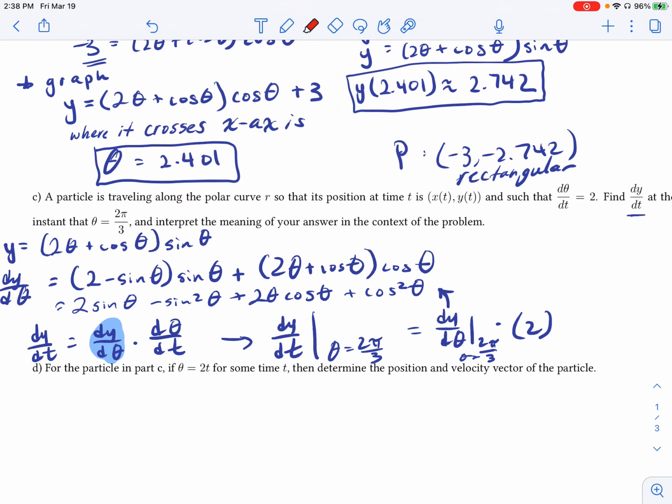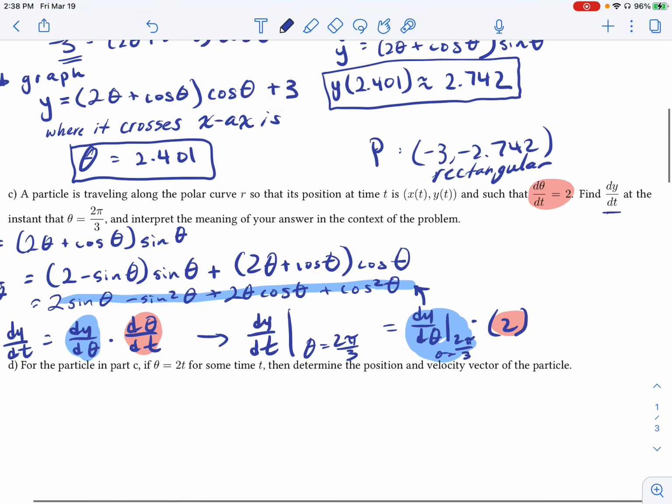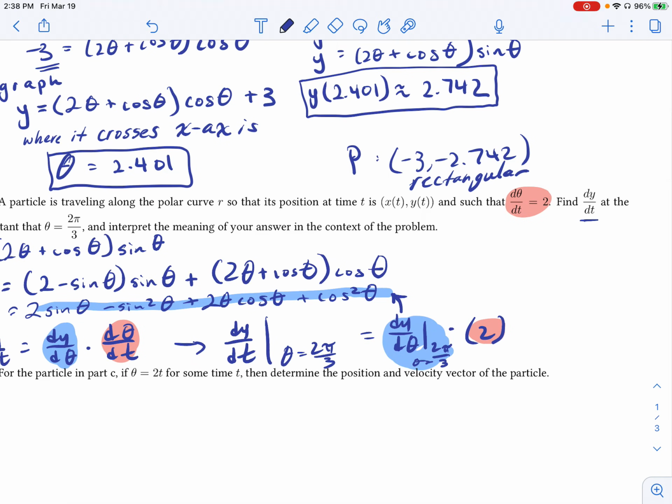Then I'm going to multiply it by d theta dt, which was given to us. That's equal to 2. So let me just highlight to make sure we understand each part here. d theta dt, this is what we found in our previous step. If you punch all that into your calculator, you wouldn't have to evaluate all this by hand.